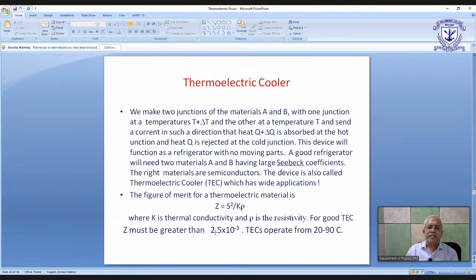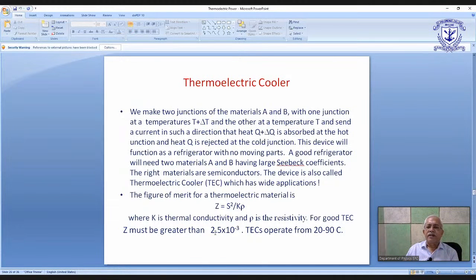The flow of current or the design of the device is such that one junction will get hotter and the other junction will get colder. So you have one junction at temperature T plus delta T and the other junction at temperature T, and a current is flowing. So the cold junction keeps absorbing heat from the environment, and the hot junction keeps emitting the heat into the environment.